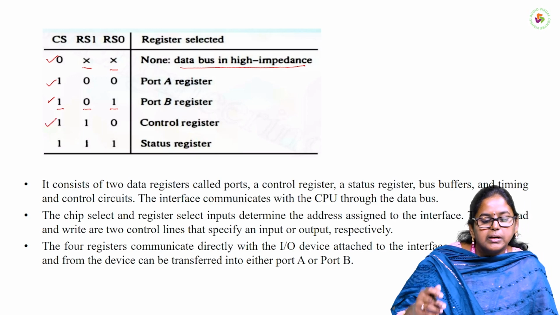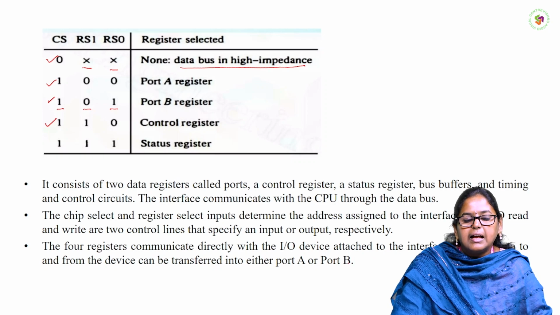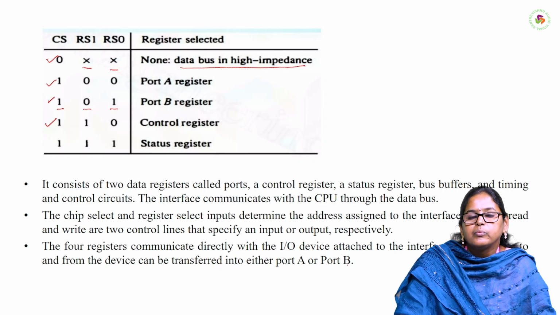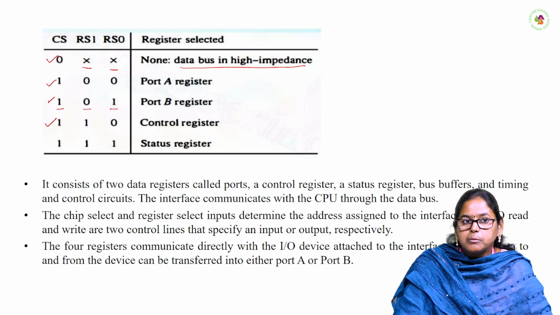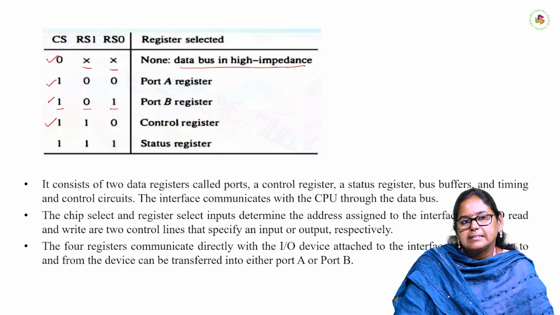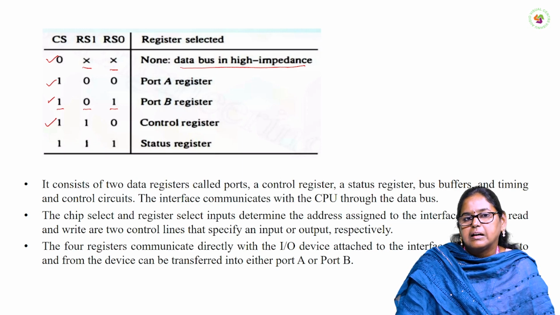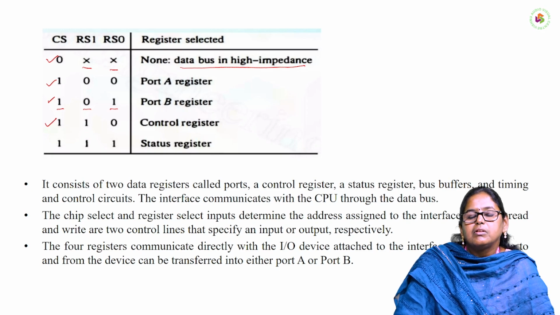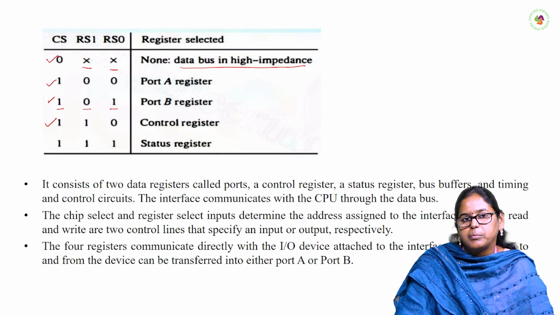Coming to the next combination, CS equal to 1, RS1 equal to 1 and RS0 equal to 0. Then it will select the control register for storing the control information, any kind of control information, that may be the control command, or it may be the status command, or we can say it may be specifying read write operations. So it will select the control register for storing the control information there.